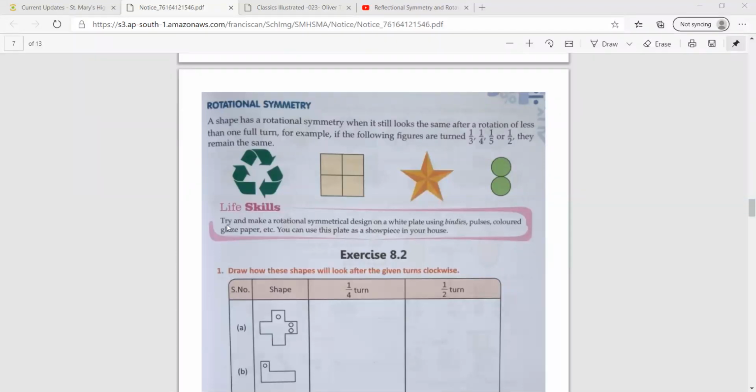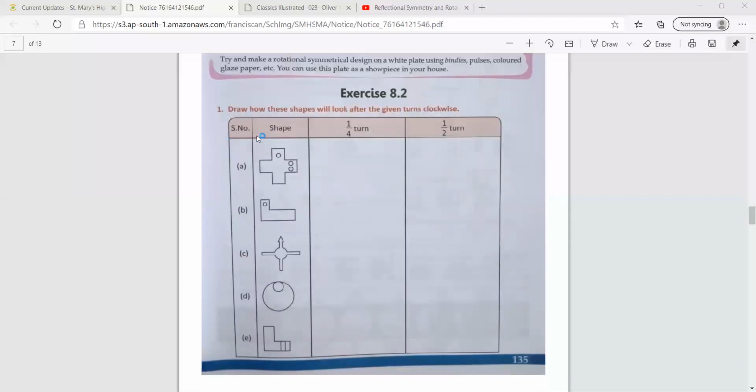And here there is something for you to do. Try and make a rotational symmetrical design on a white plate using bindis, pulses, colored glaze paper. This we'll see how we will do it. But this also we can do.